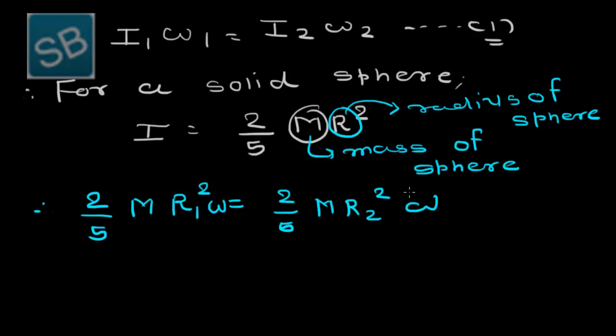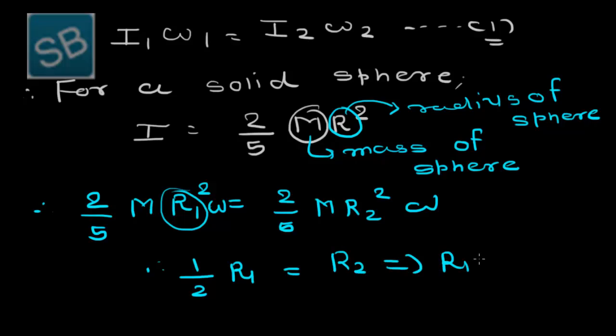And now we know that the value of radius is being half without change in its mass. So I am supposing that in the first case radius is getting half. Therefore 1 by 2 r1 is equals to r2. That implies r1 is equals to 2r2, and I am substituting this value in this equation. So what will I get?